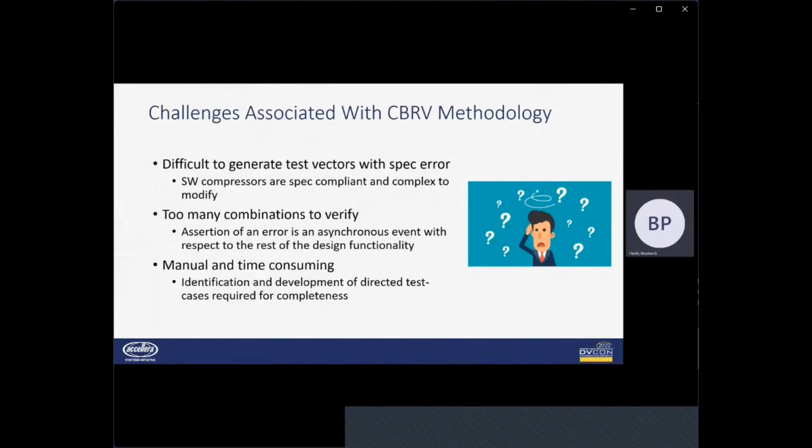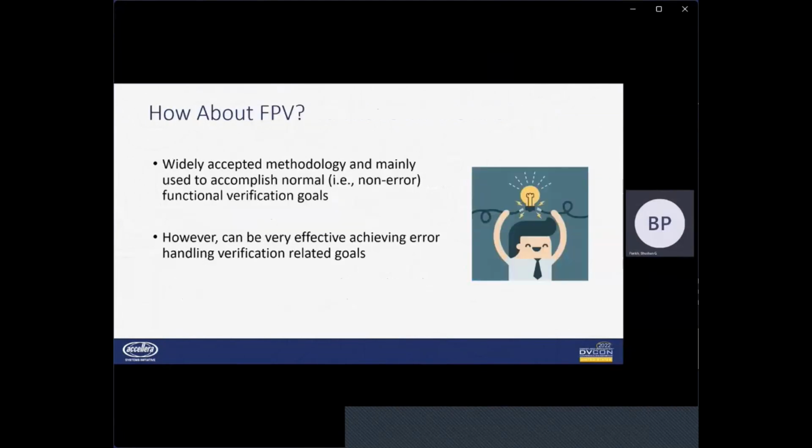Formal property verification methodology, or the FPV methodology, is a widely accepted and commonly used methodology to achieve functional verification goals for non-error use cases. However, what we found is that it can be very effective in exposing bugs related to the error handling use cases as well. In the remaining presentation, my colleague Peter will share more information on various FPV capabilities which we found productive in addressing the challenges associated with CBRV methodology. With that, thank you very much. Handing over to you, Peter.